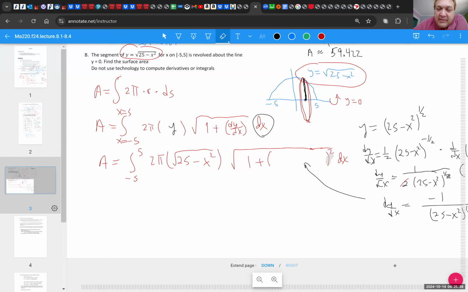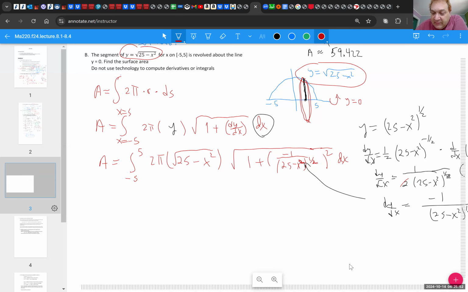All right, so it's 1 plus my derivative being squared, and my derivative is -1 over 25 minus x squared to the 1/2 power. I think this is more difficult to write than actually to solve. I mean, it looks difficult to solve too, but you'll see it's actually quite nice if you just simplify it algebraically.